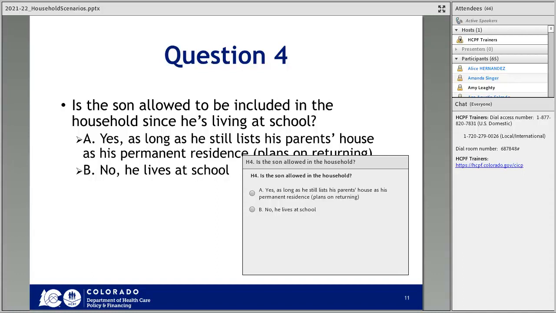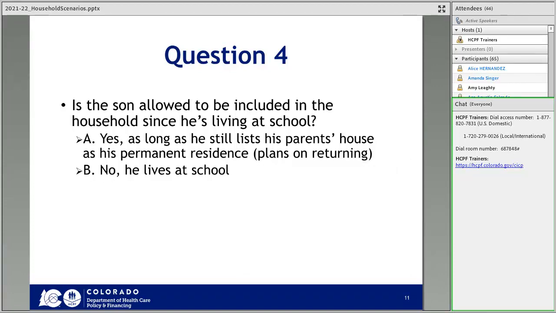All right, so the correct answer for this one is he is allowed to be included in the household, as long as he lists his parents' house as his permanent residence.